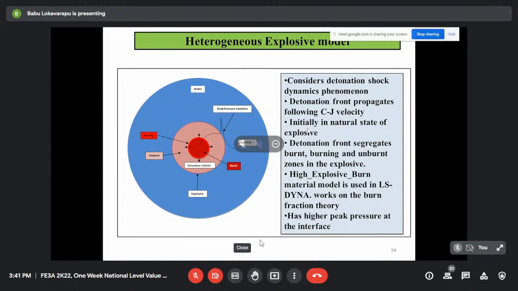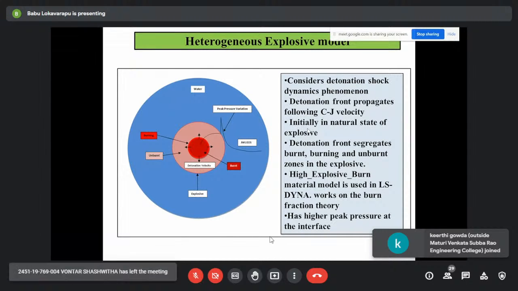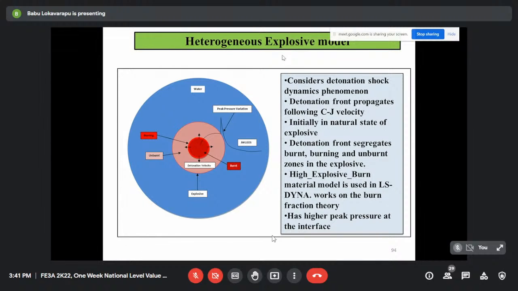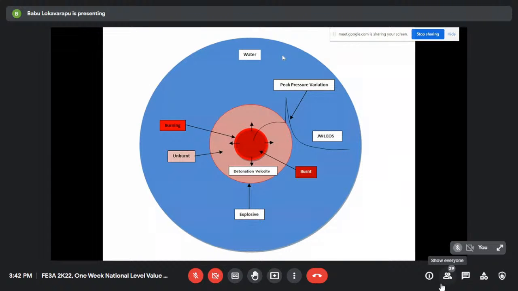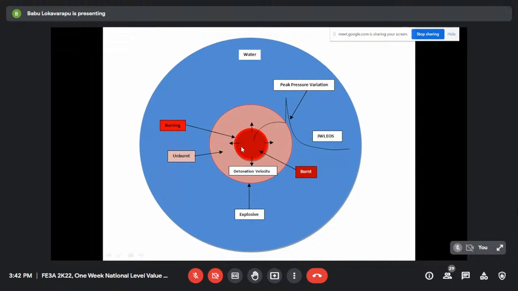Okay. This is what we have done. Now, we have done two different scenarios: one is heterogeneous explosion, another one is homogeneous. The only difference between these two is, this is heterogeneous. That means it does not take place at one instant; it initiates, travels, and propagates up to here, then travels through water here, and this is the variation of the pressure here, and how it is reducing. So the JWL equation of state we have used here.